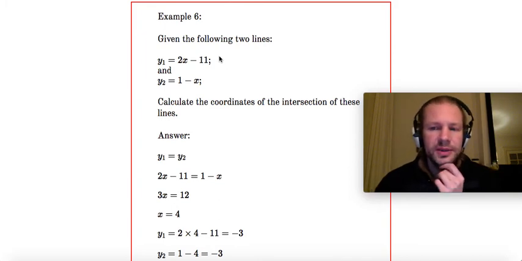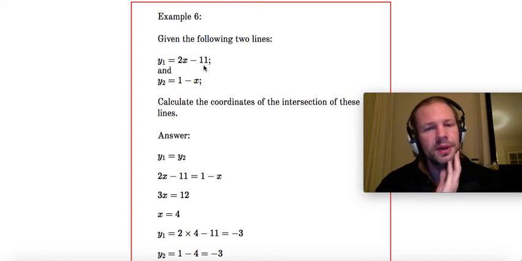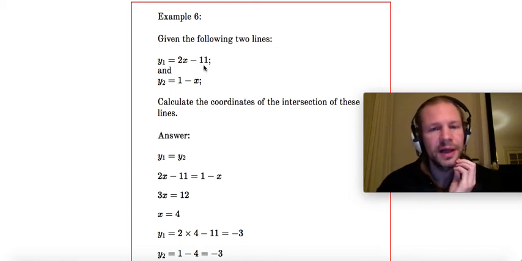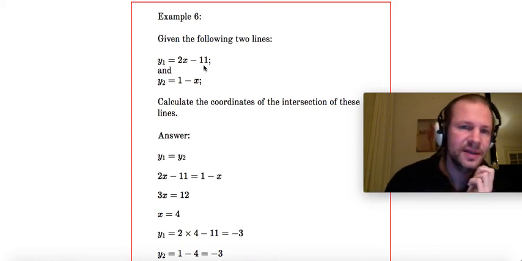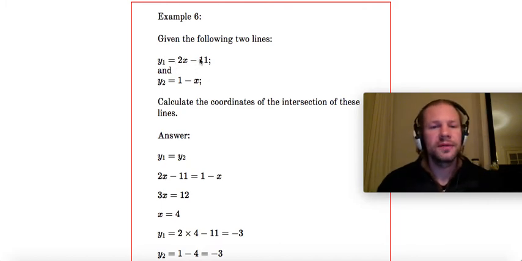Okay, linear equations actually describe where lines intersect. So given a linear formula like this, it represents a line, and I have another line which is described by this formula, and the question is, where do they intersect?